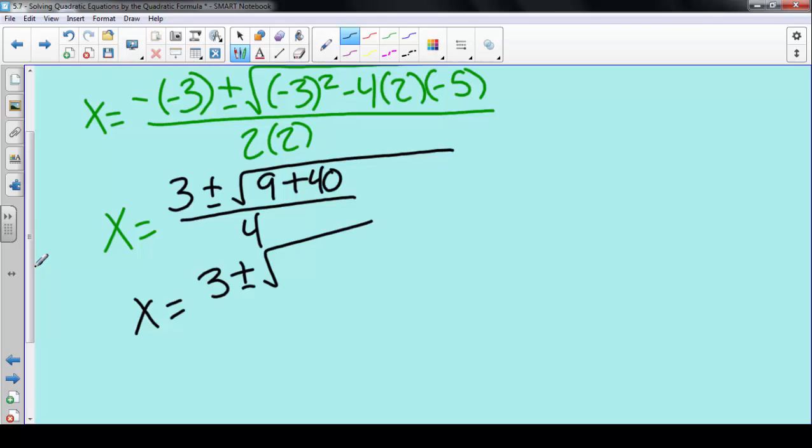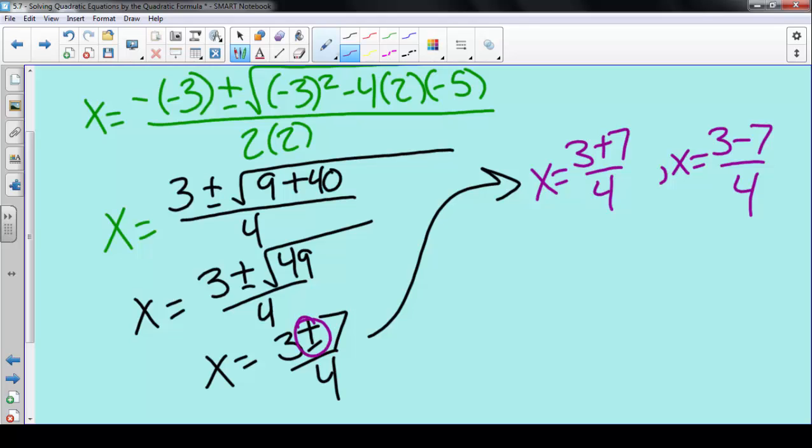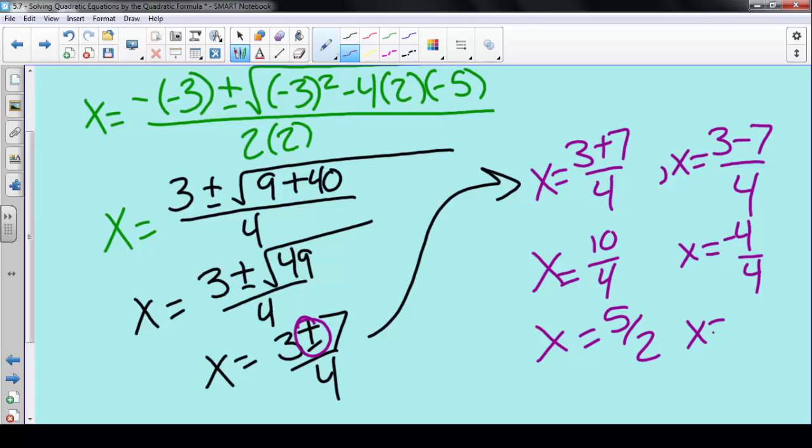Simplify what's in your square root. 9 plus 40 is 49. Square root of 49 is 7. So that leads us to our 2 answers. So we've got x equals 3 plus 7 over 4. And we have x equals 3 minus 7 over 4. That's where this plus or minus is going to come into play. So we've got 10 over 4, which we can reduce down to 5 over 2. Or we have -4 over 4, which reduces down to -1.